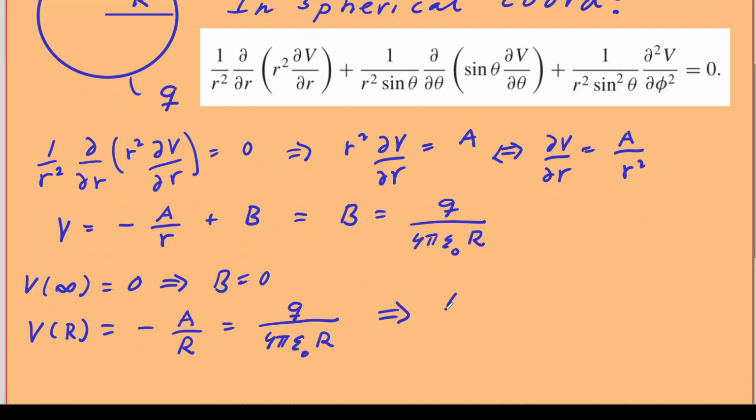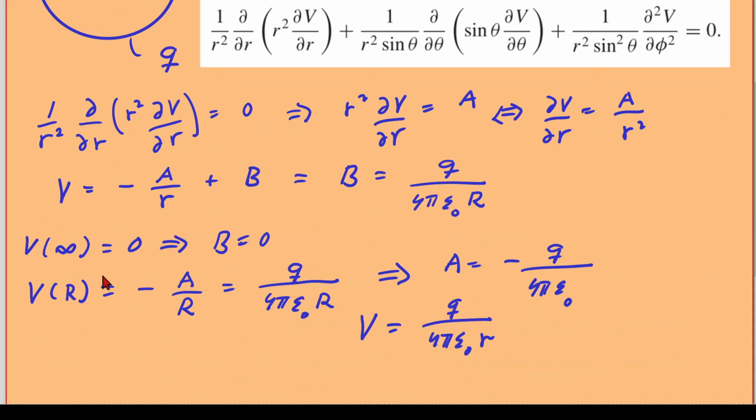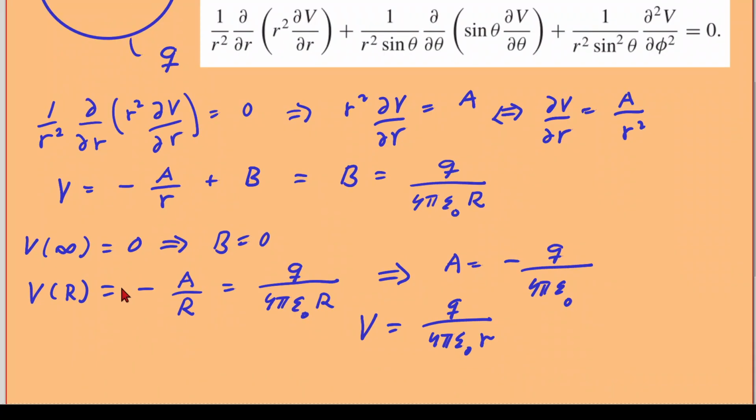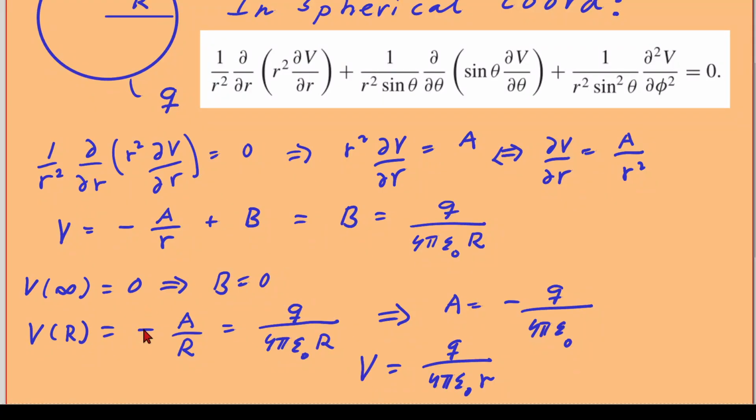So then we get a equals minus Q over 4 pi epsilon naught. And then we look, okay, what is the potential then? Now that we have determined a, it is this one. Yeah, so that's the potential outside the shell. So as you see, this is really, really simple to determine the potential both inside and outside. So the Poisson equation can be very, very powerful sometimes. Thank you very much.